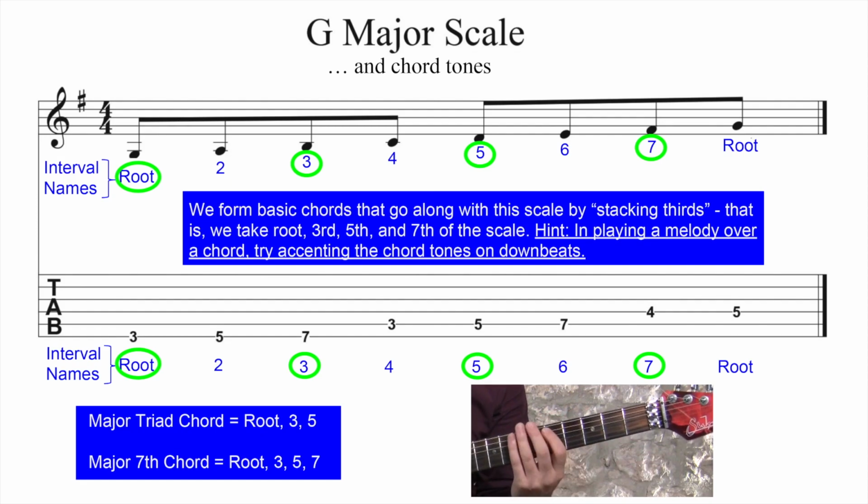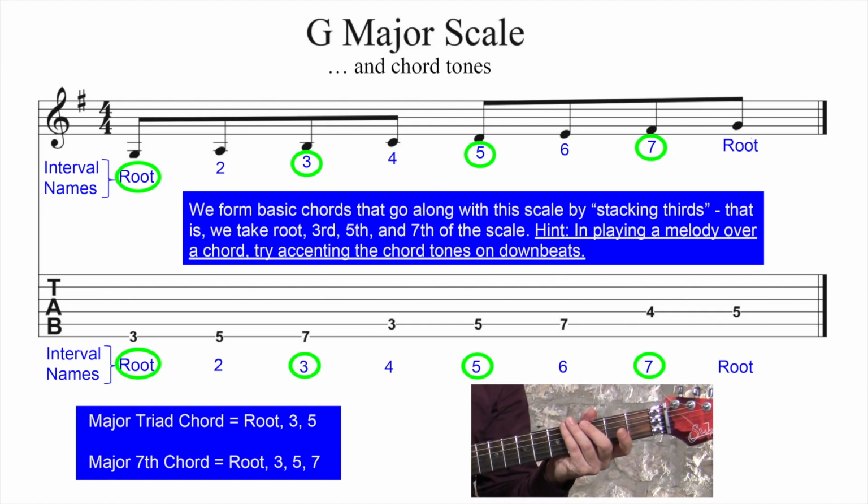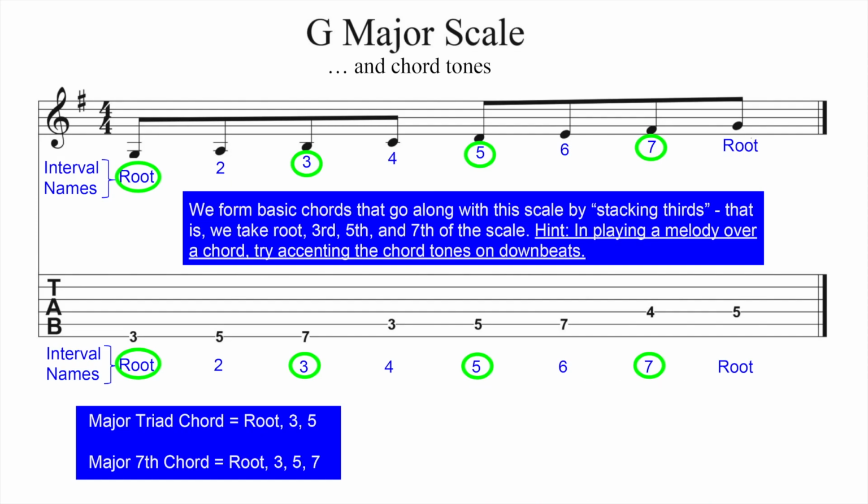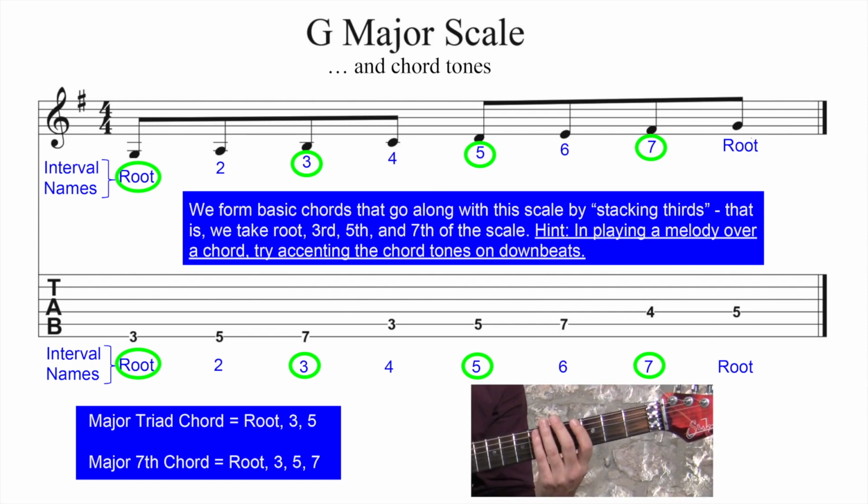Or start from D, or from any note. That's how we define triad. You might be familiar with bar chords for playing major chords. It's G major as a triad chord because it contains the root, the third, and the fifth. If we add the 7, we end up with a major 7 chord. That's the root, the third, the fifth, and the 7th. So with G, adding that 7th gets us a little jazzier.